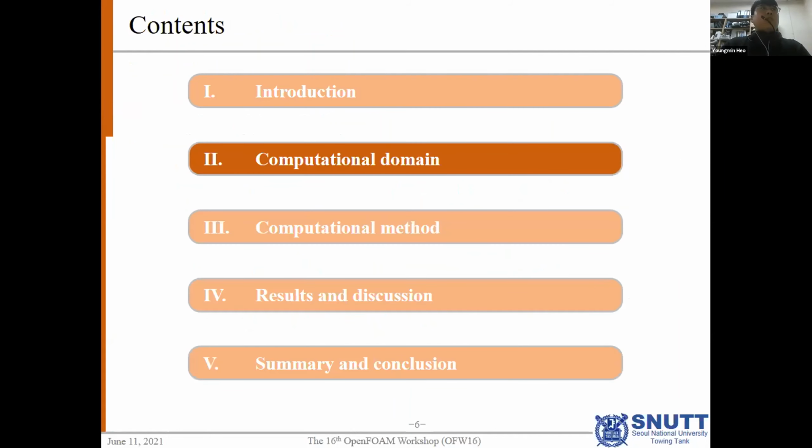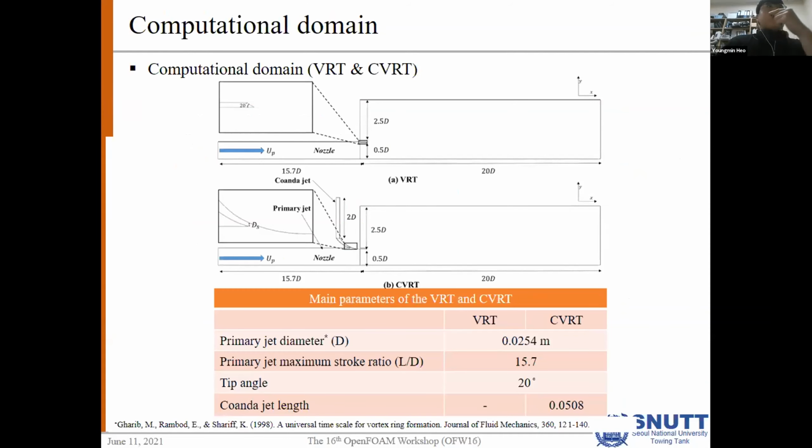Next, computational domain part. Computational geometry and domain for the VRT and CVRT are as below. VRT and CVRT have the same piston diameter of 0.0245 meters. The piston diameter is exactly the same as the previous experiments of Gharib et al.